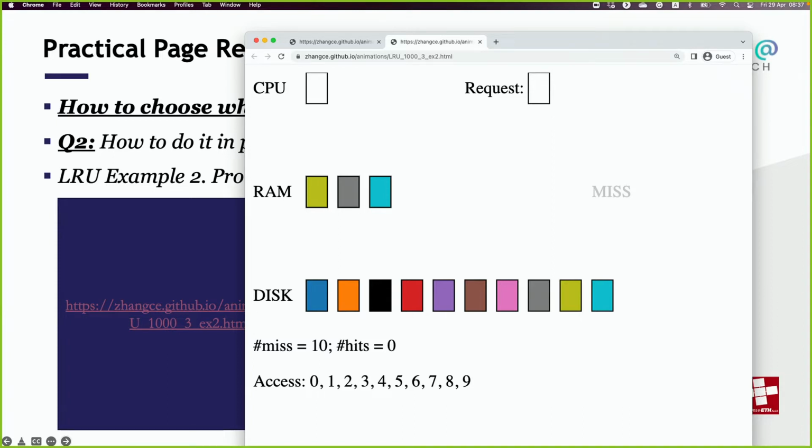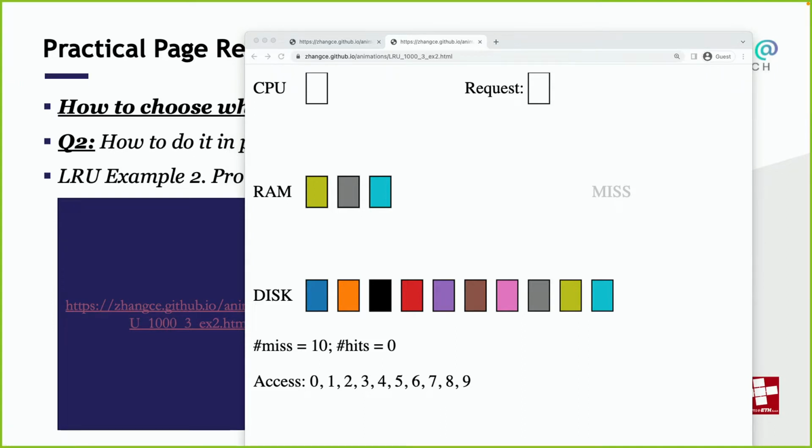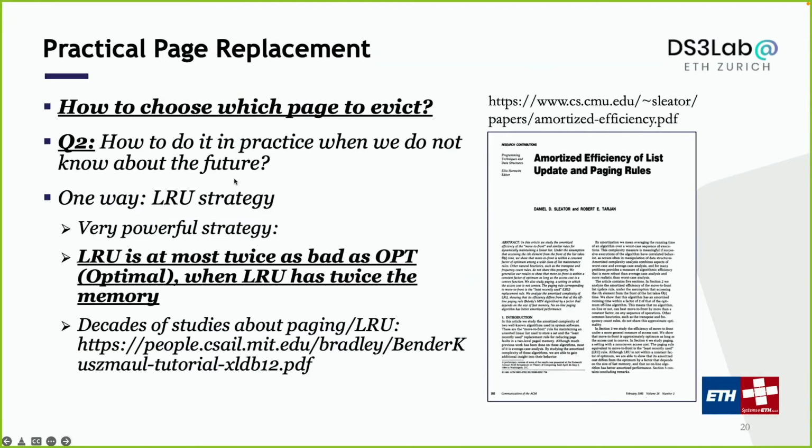But on the other hand, LRU is also extremely powerful. Yeah, it's also very popular. It's also extremely powerful. One thing you can prove, if you're curious, you can read this paper from the 70s, is that LRU is actually at most twice as bad as optimal, if you count the I/O, right? So the number of misses and hits is at most twice as bad as optimal if it is given twice the memory.